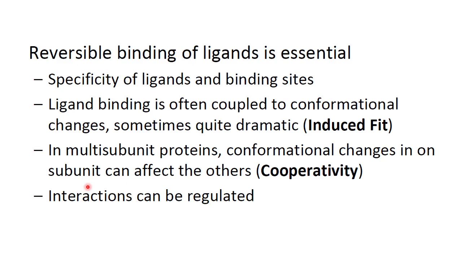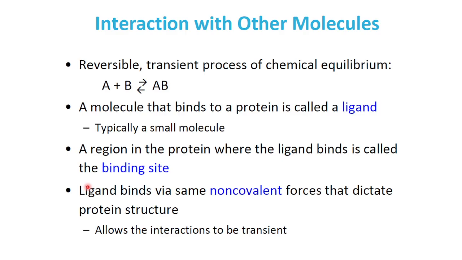Based on the types of binding, we can categorize them as induced fit binding or cooperativity binding. Both of them operate in different ways, but more or less we need to understand the binding to get an idea about whether it's an induced fit model or a cooperativity model. That is more important to us. These interactions can be regulated as well. So how does this interaction work? It is a reversible, transient process of chemical equilibrium.